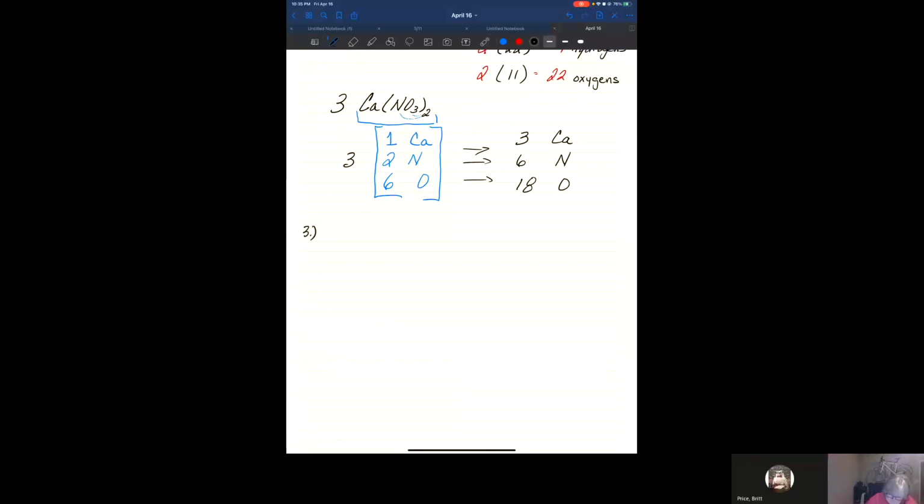Third piece, when you change a coefficient, recount all your atoms.